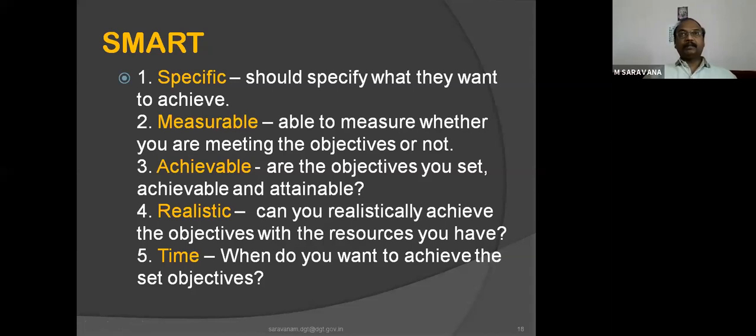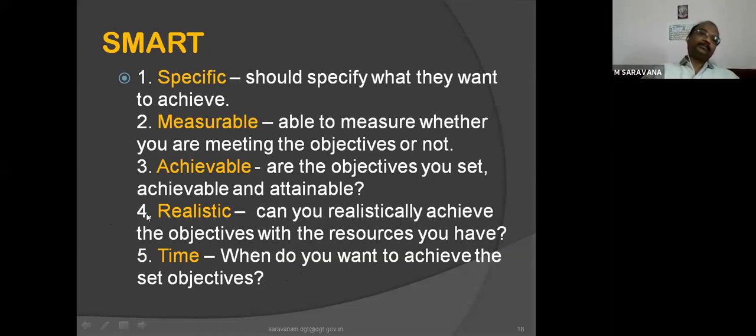After teaching the lesson or after demonstrating the skill, we have to specify what they will be able to achieve. Then measurable: being able to measure whether you are meeting the objectives or not. Achievable: are the objectives you set achievable or not? Realistic: can you realistically achieve the objective with the resources you have? And time: when do you want to achieve the set objectives?